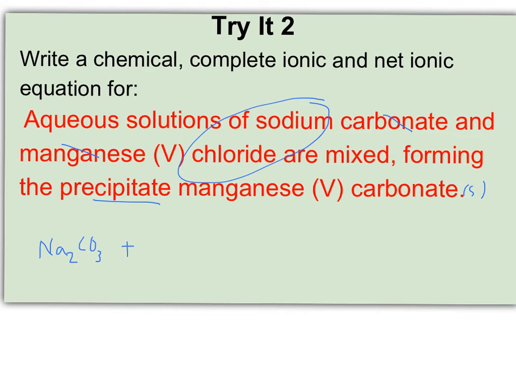Manganese chloride, since manganese is a +5, it's going to be MnCl5. These are both aqueous. And they're going to form Mn2CO3. That's my solid. And I said the other remaining two have to combine since it's a double replacement, and they need to be aqueous.